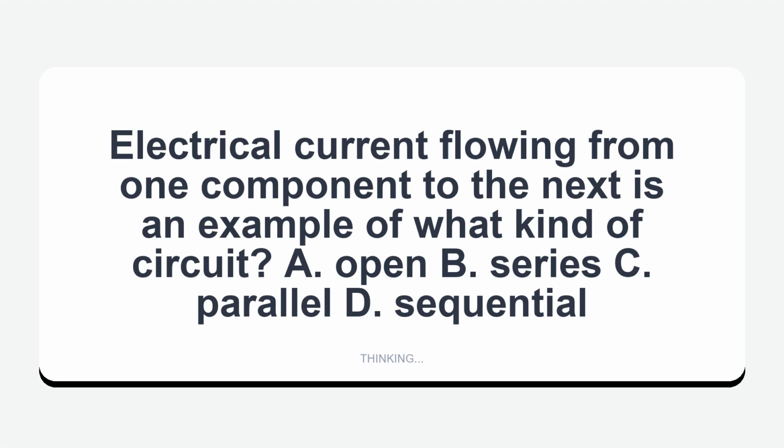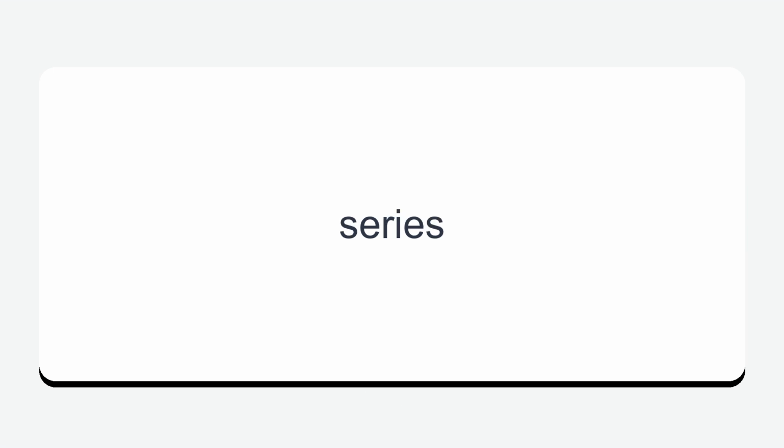Electrical current flowing from one component to the next is an example of what kind of circuit? A. Open. B. Series. C. Parallel. D. Sequential. Series.